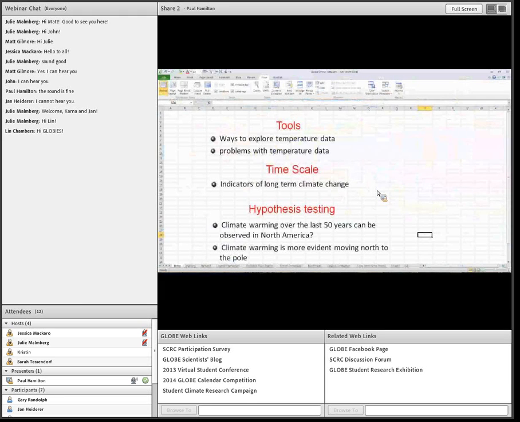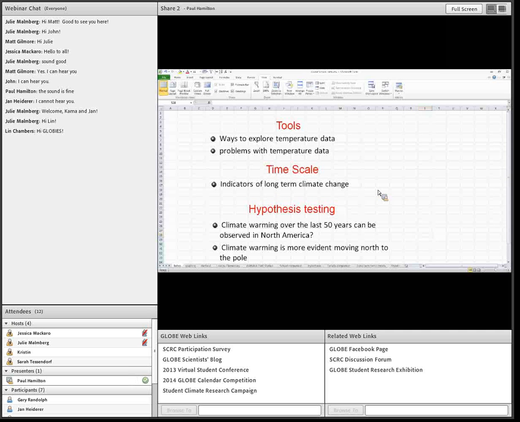And so I'm going to start with looking at the tools for looking at temperature data through time. Then I'm going to flip over and start talking about time scale and how important or not important time scale is with respect to trying to interpret the data that we do have. And then I'm going to sort of end off with some quick examples of some hypothesis testing over a longer period of time with a larger data set.